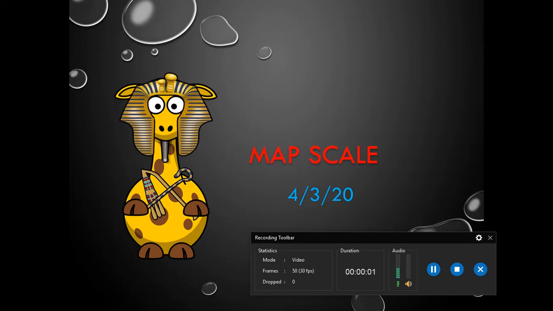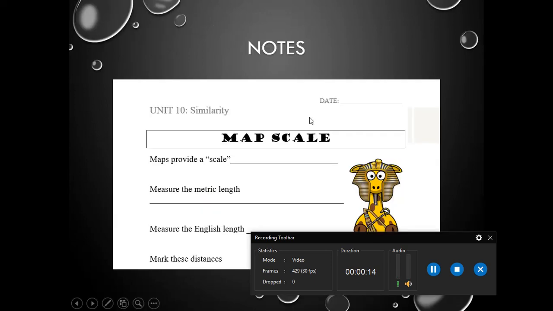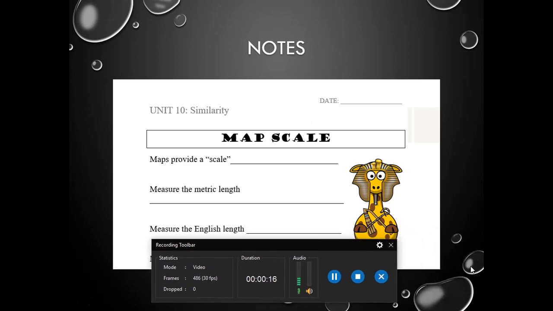Today's lesson is on map scale. You're going to need a ruler for today's lesson. It's best if you find a ruler that has a metric scale. We really don't want to measure in inches. This is the note packet you'll need for today's lesson.